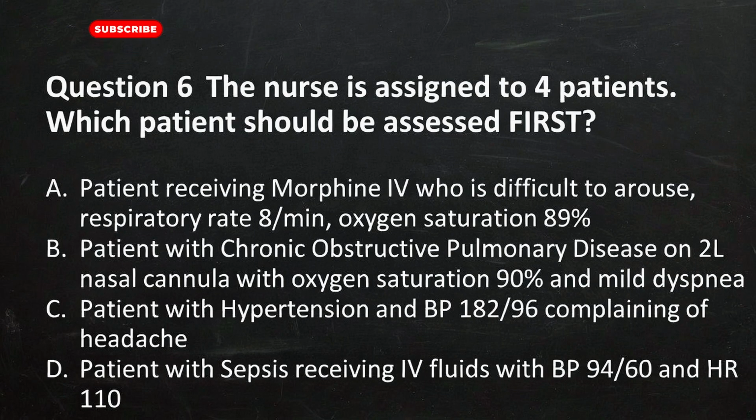Question 6. The nurse is assigned to 4 patients. Which patient should be assessed first? A. Patient receiving morphine IV who is difficult to arouse, respiratory rate 8, oxygen saturation 89%.